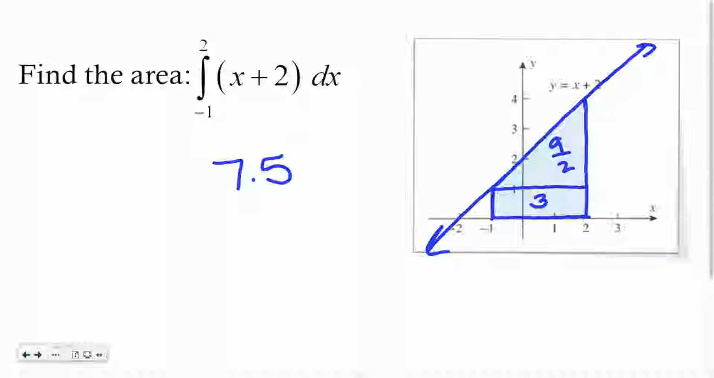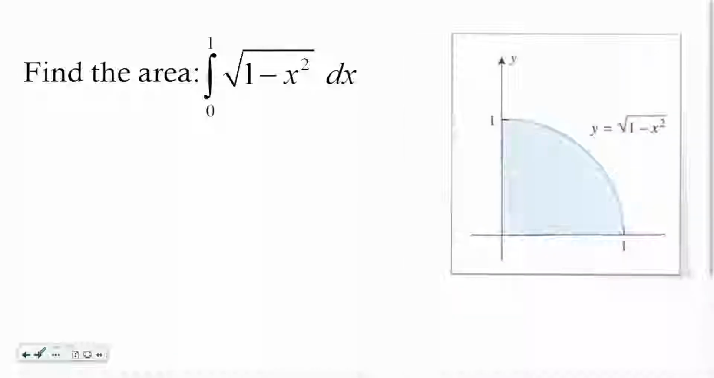Okay. I need you to write this down because you need to be able to recognize that that is a semicircle. You know that x squared plus y squared equals r squared is a circle. So if we solve for y, we have the square root of r squared minus x squared. You need to be able to recognize that that is a semicircle. If it were to be negative, then you'd have the bottom half of the semicircle. When it's positive, you have the top half of a semicircle.